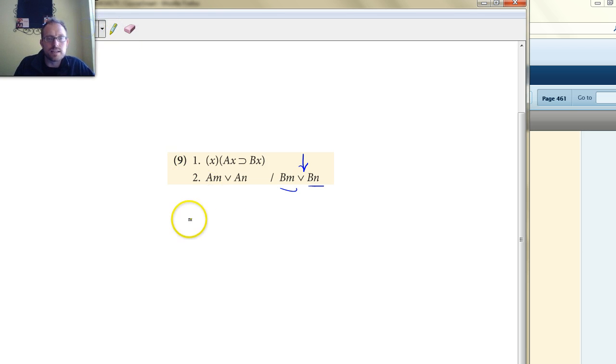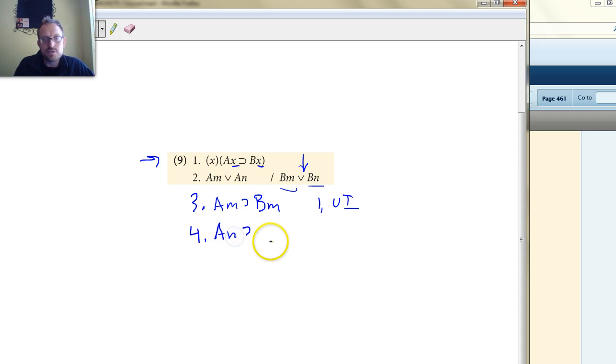Okay, let's try that again. So line 3 here is going to be AM to BM. Notice since I instantiated, I have to choose a constant that's the same for both of these. So that's line 1, universal instantiation. Now, what about this N? Don't you think I need this N thing too? Well, it looks like I do. So let's do line 4. I can instantiate line 1 again, except this time instead of using the M, let's use an N. So that's going to be AN to BN.